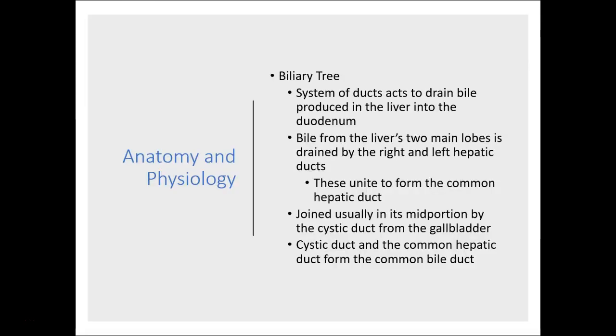So the biliary tree is a system of ducts that act to drain bile produced in the liver into the duodenum. Bile from the liver's two main lobes is drained by the right and left hepatic ducts. These unite to form the common hepatic duct, which is joined usually in its mid portion by the cystic duct from the gallbladder. And I'll show you diagrams on how this all fits together. So the cystic duct and the common hepatic duct form the common bile duct.